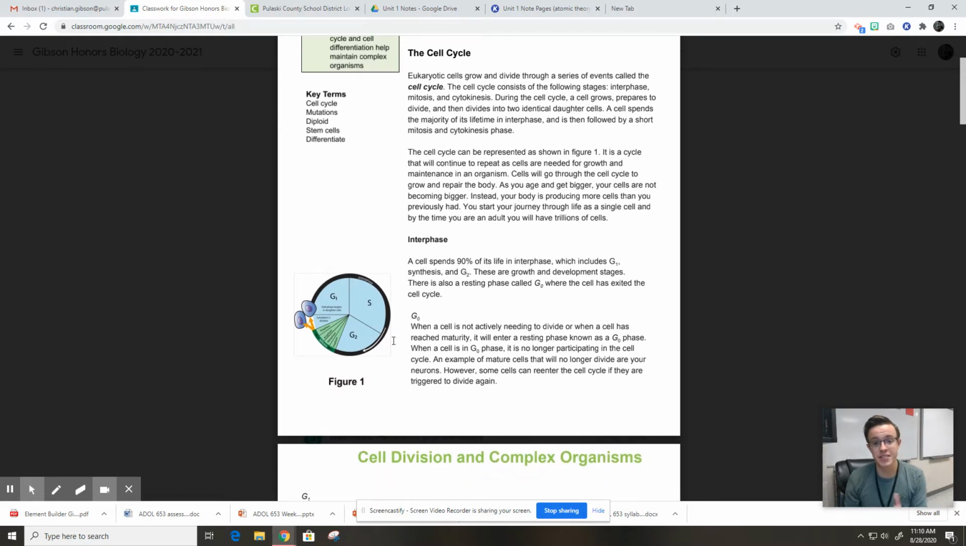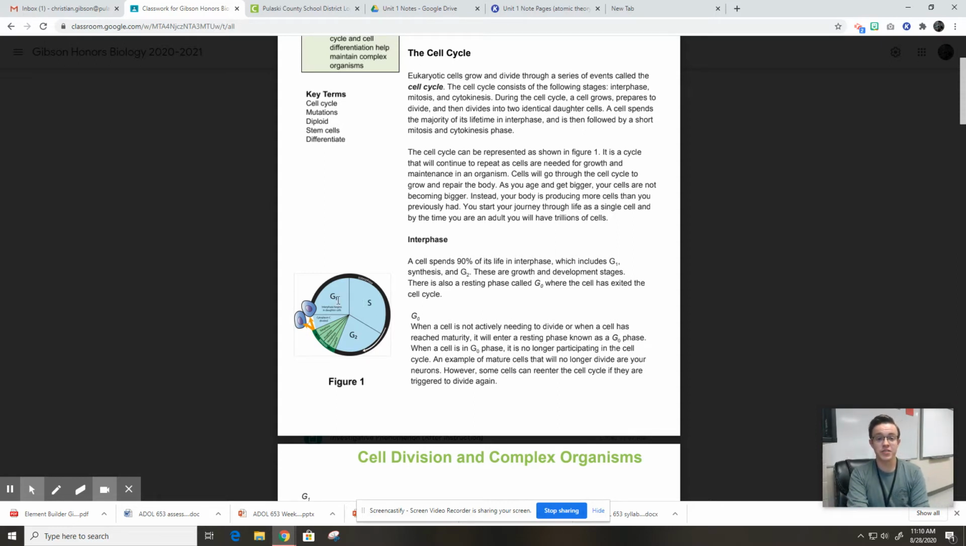First step is interphase. A cell will spend about 90% of its lifetime in interphase. So if a cell is just kind of chilling, doing its thing, doing its job, your skin cell is just kind of sitting there as a skin cell. If your liver cell is doing its job as a liver cell, that means that it is sitting in interphase right now, okay? It has three different branches. You've got G1, S, and G2.